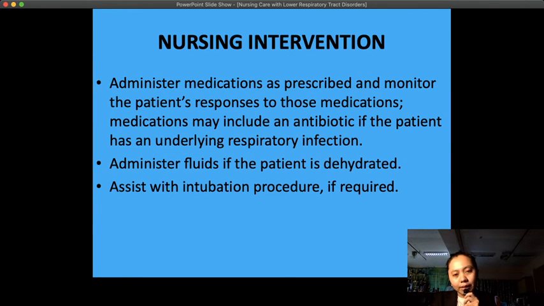Okay, so administer medications as prescribed. Alright. And administer fluids if the patient is dehydrated. Assist with intubation procedure if required.